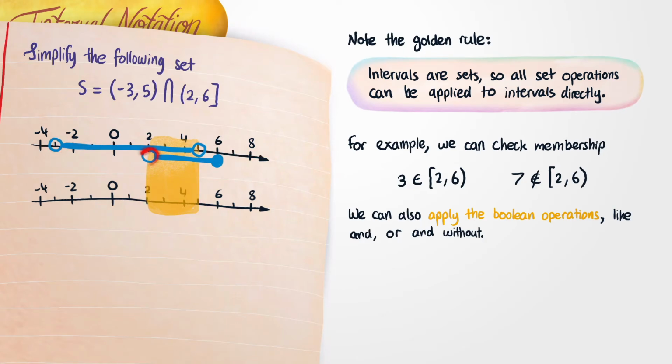I want you to see that 2 is not included in the second set, so it's definitely not going to be included in the result. 5, on the other hand, is not included in the first set, so it's not going to be included in the result, because it's not a member of both sets.